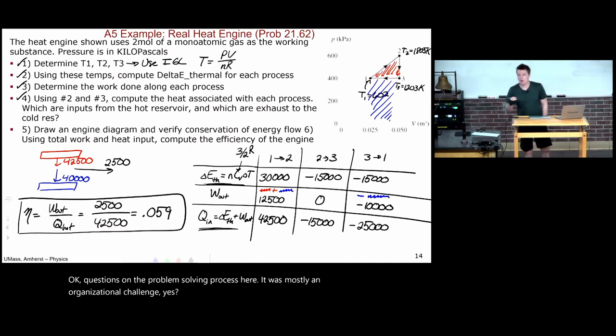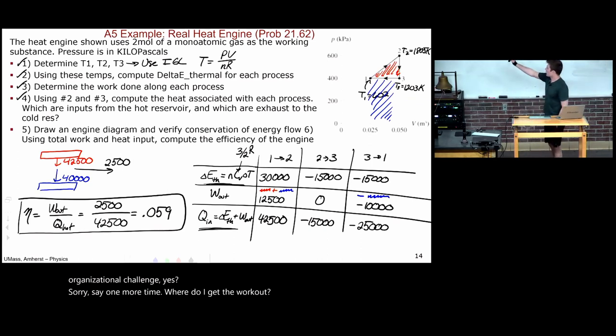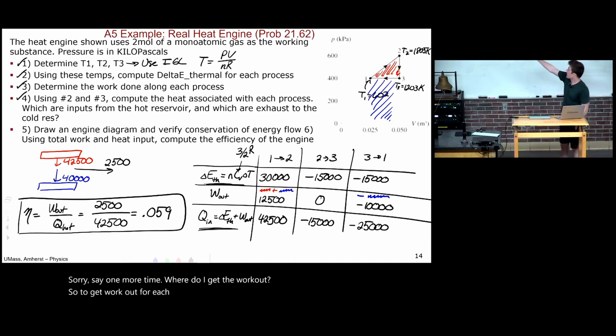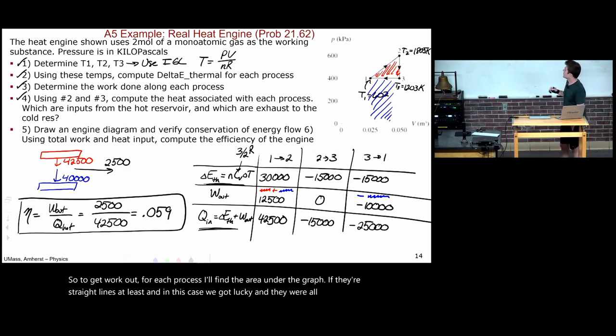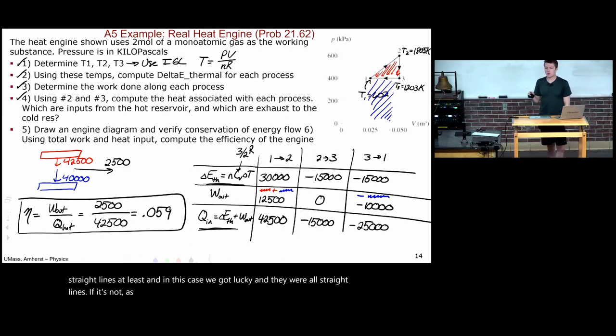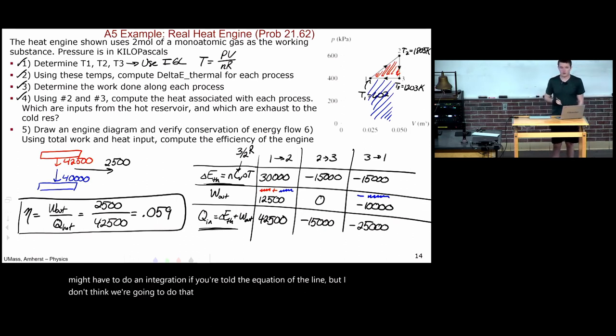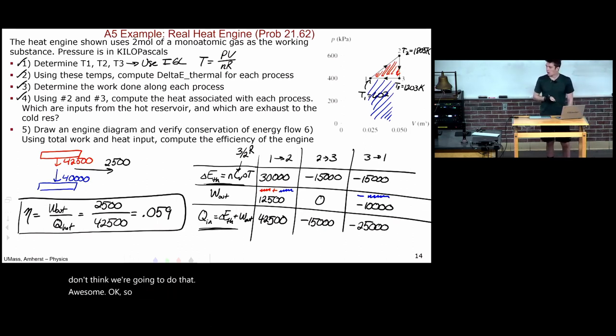Sorry, say it one more time. Where do I get the work out? Yeah, so to get work out for each process, I'll find the area under the graph, if they're straight lines at least. And in this case, we got lucky and they were all straight lines. If it's not a straight line, you might have to do an integration if you're told the equation of the line, but I don't think we're going to do that. Awesome. Okay, so, yes?